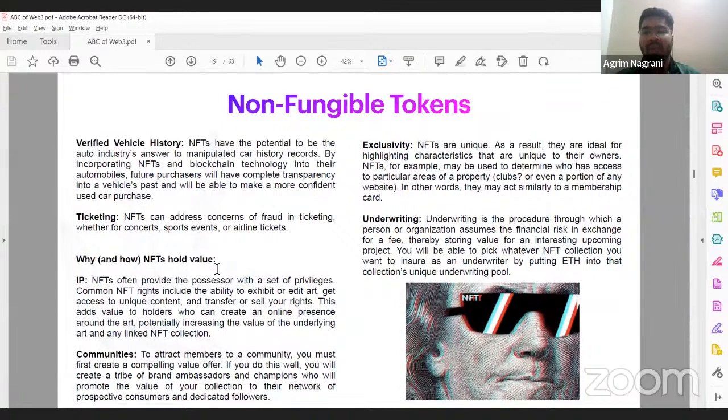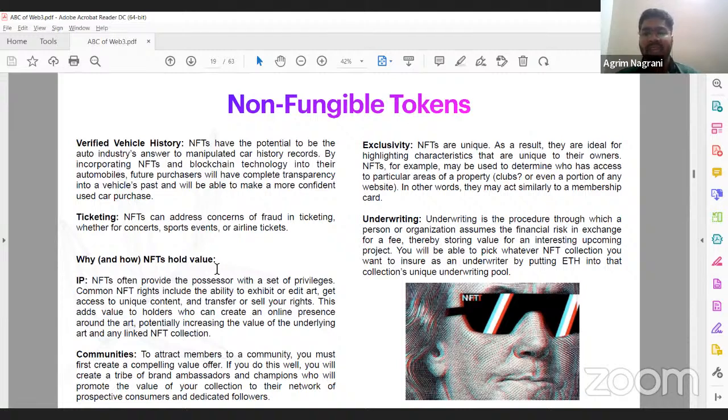You can say the people who are looking to join the community will go through the incentives and rewards being provided to them and what most they can make out of that particular community or the platform which they are engaging with. This is one of the important things used in the crypto space or Web3 space, the community building. So there are various brand ambassadors and champions who will promote the value of a collection to their network, through prospective consumers, and dedicated followers will be present. The community will be there.